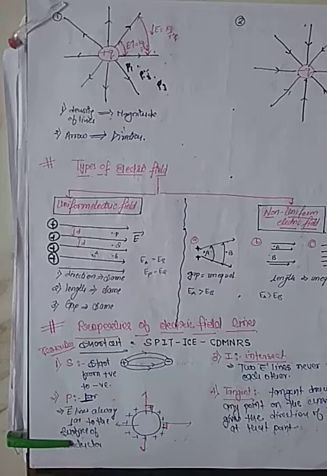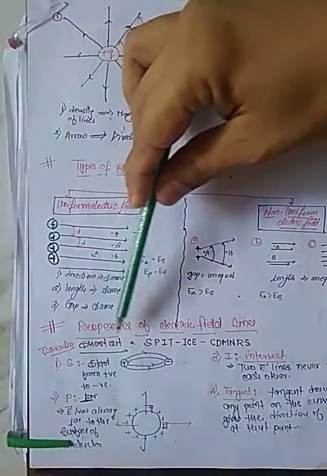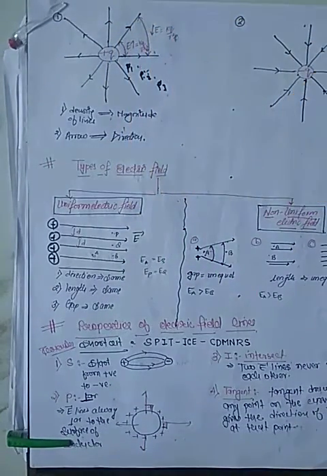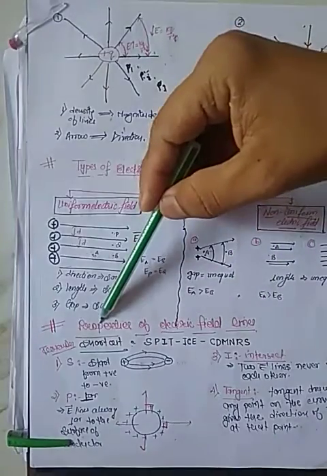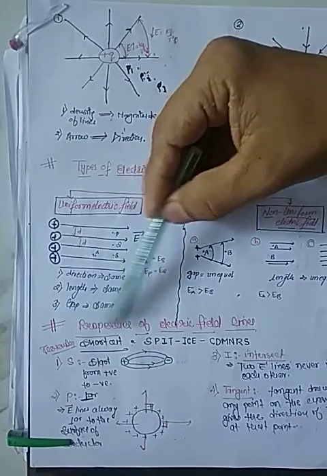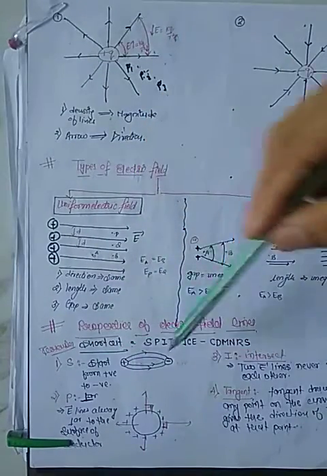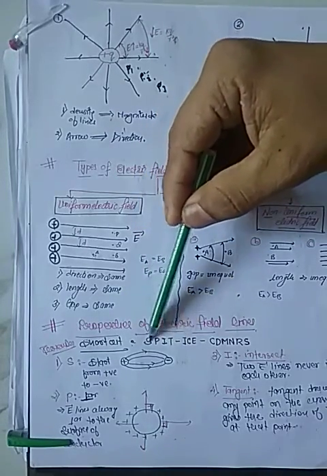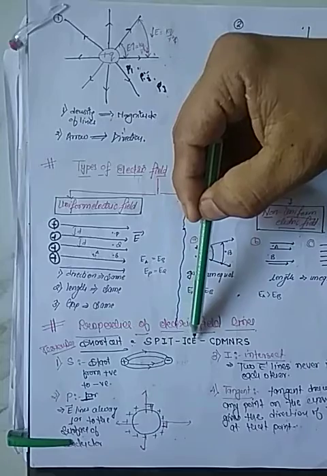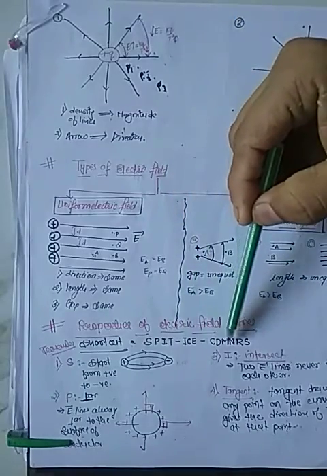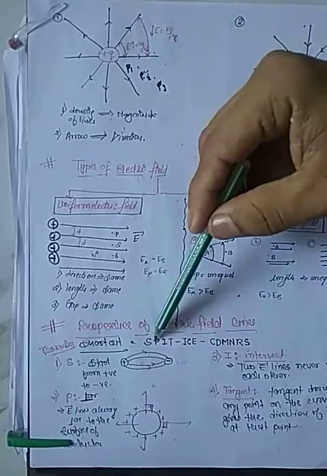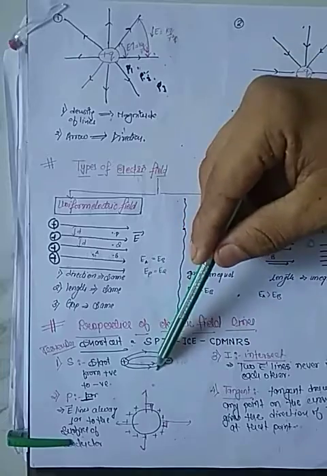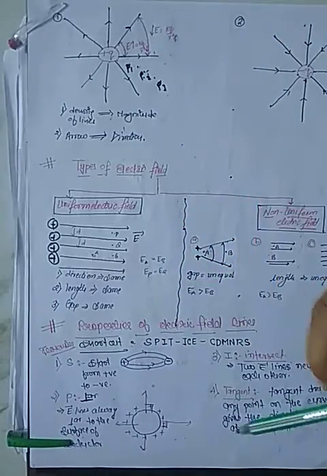Okay, so today we are going to start with the topic of properties of electric field lines. Today we are going to know the properties. So the very first one: I had written one shortcut, SPIT, ICE, CDMNRS. These are the shortcut terms to learn this. I will explain briefly one by one.